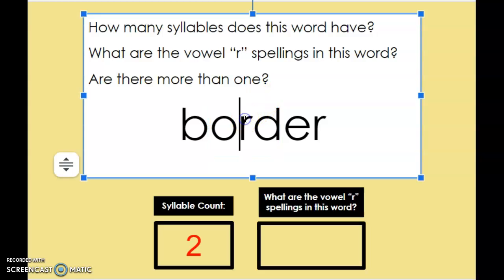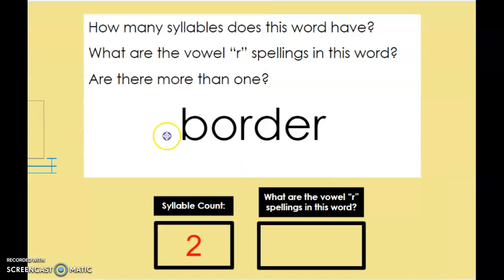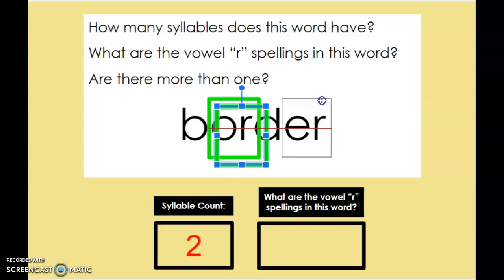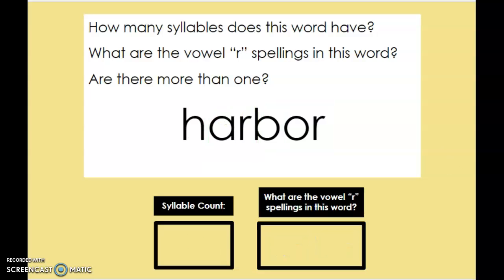Let's bring that to the front. I see one here. And I also see one over here. I see a vowel followed by an R, or and er. Border, border. What are the vowel R spellings in this word? Well, we have O-R and we have E-R. There's 2. Let's take a look at the next example.